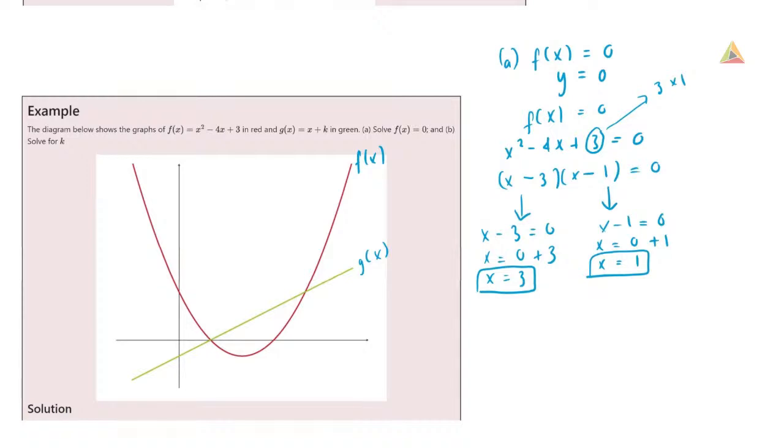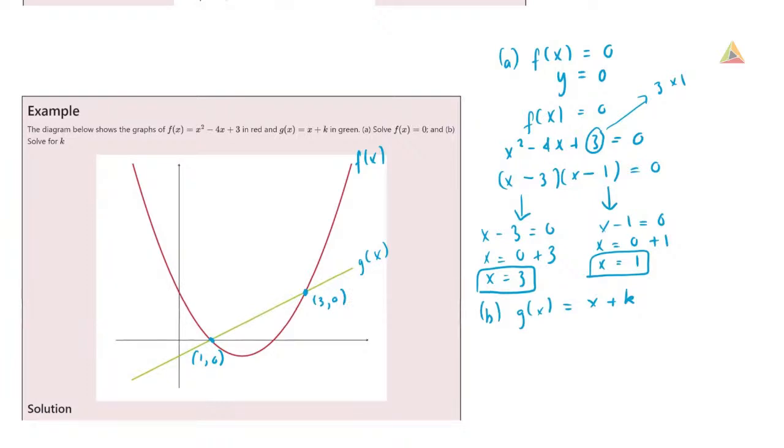So for part B, you are asked to solve for k. So the g of x is equal to x plus k, and you are asked to solve for k. Now going back to the graph, we figured out that the f of x is equal to 0 at this point, and also at this point. And we found out that x is 3 and x is 1. So this point here is going to be 1, 0. And then this point here is going to be 3, 0.